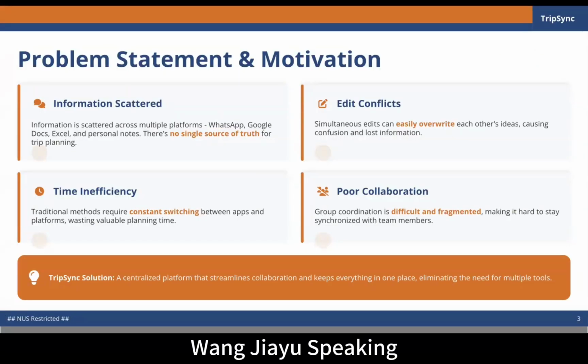The motivation for TripSync comes from a common but frustrating real-world scenario: planning a trip with other people. Traditionally, people use chat groups, shared documents, spreadsheets, and personal notes to plan a trip. This workflow is workable but very inefficient. Information is scattered across multiple platforms. Simultaneous edits can also easily override others' ideas.